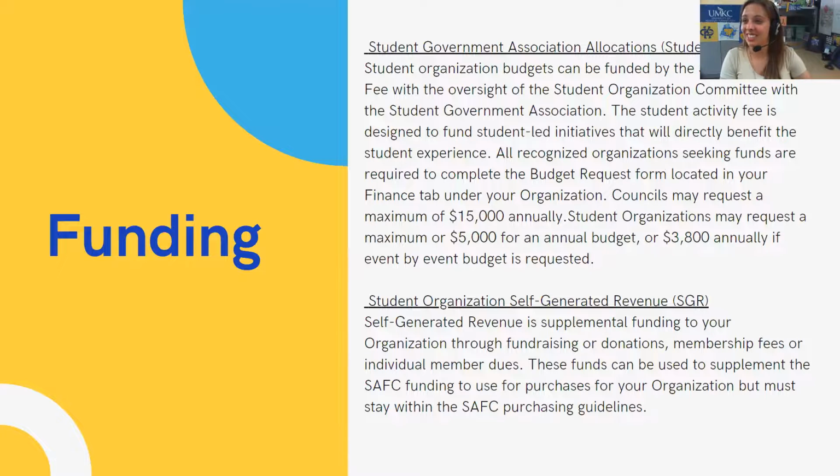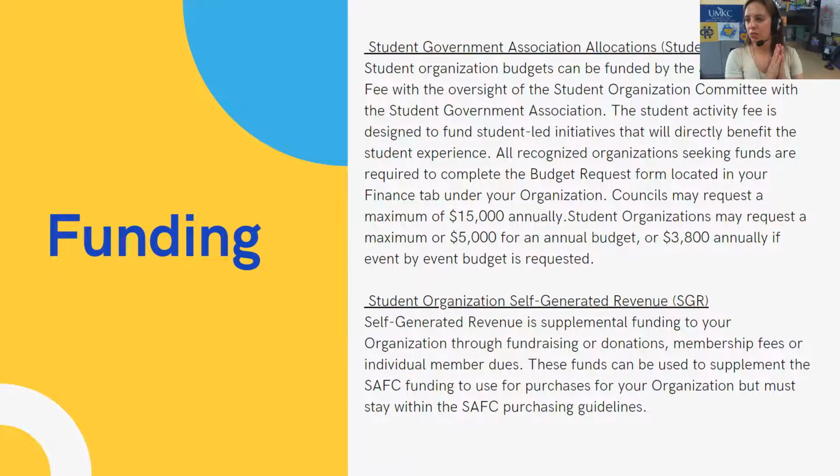Funding is always a great part of being a registered student organization, but usually a question that we get asked. And so this is going to be your tools to make you knowledgeable enough to be dangerous. But starting off with our funding, every registered student organization gets two sort of bank accounts. The first one being from the self-generated revenue, or from the Student Government Association, or what is also known as the Student Activity Fee, or SAFC.